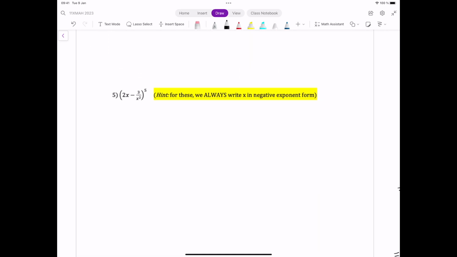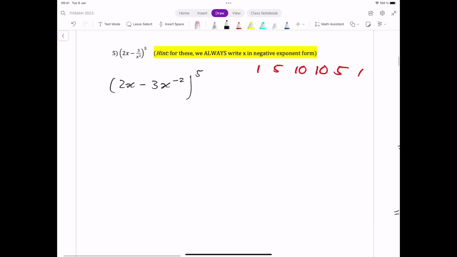Whenever you see binomial expansions and fractions, you need to make those fractions with pronumerals on the bottom into negative exponents. So we're going to rewrite this as 2x minus 3x to the power of minus 2, to the power of 5. We're going to note that the fifth row of Pascal's triangle is 1, 5, 10, 10, 5, 1. And we're simply going to expand.